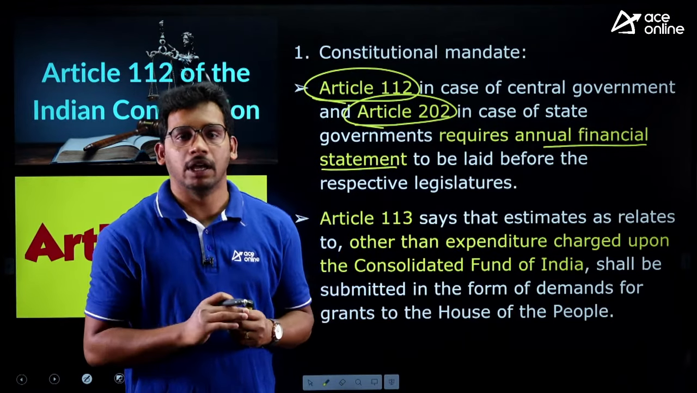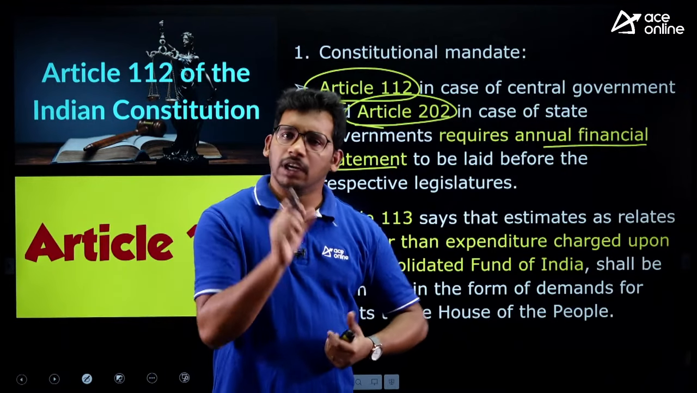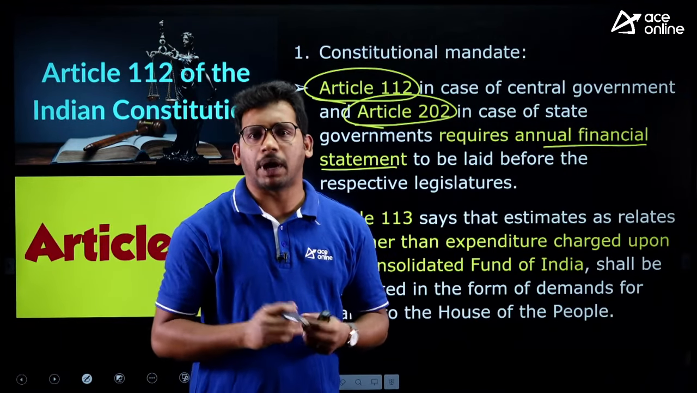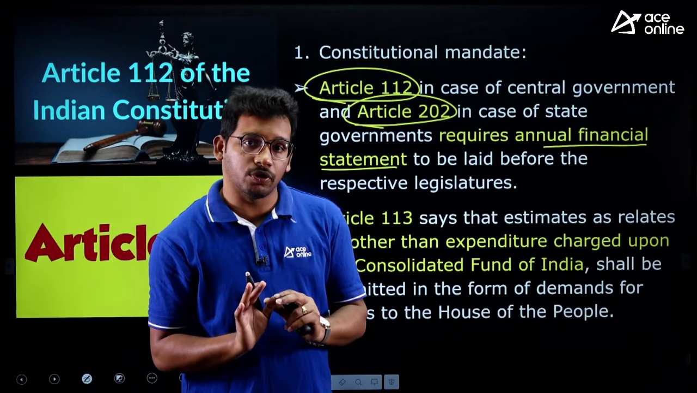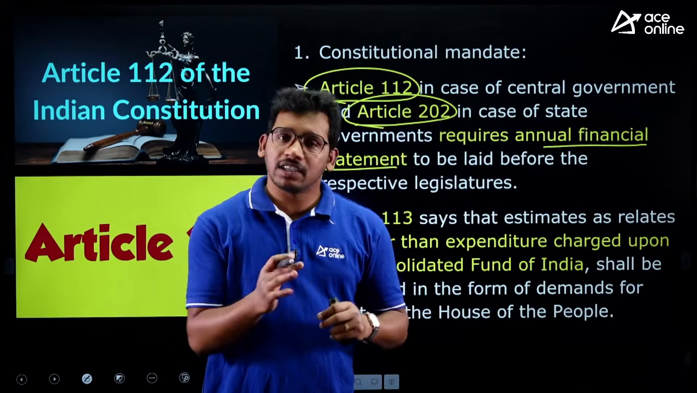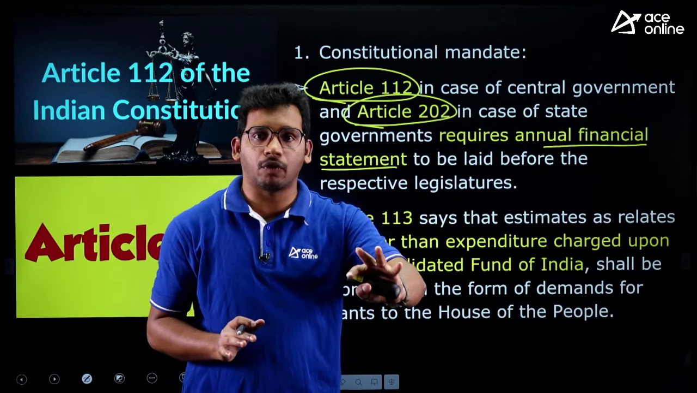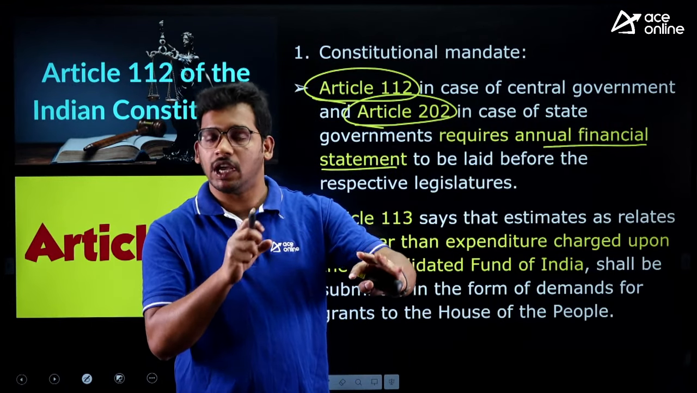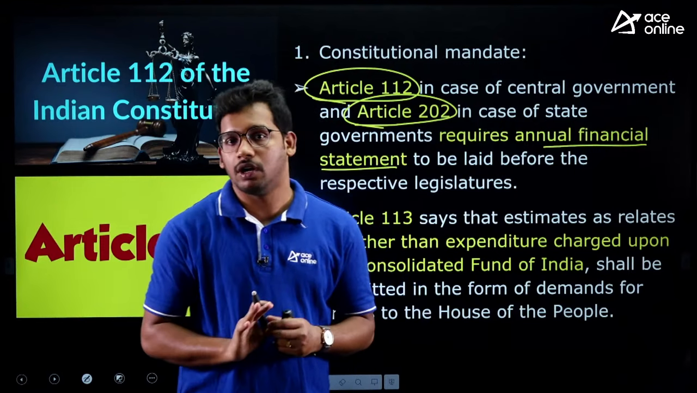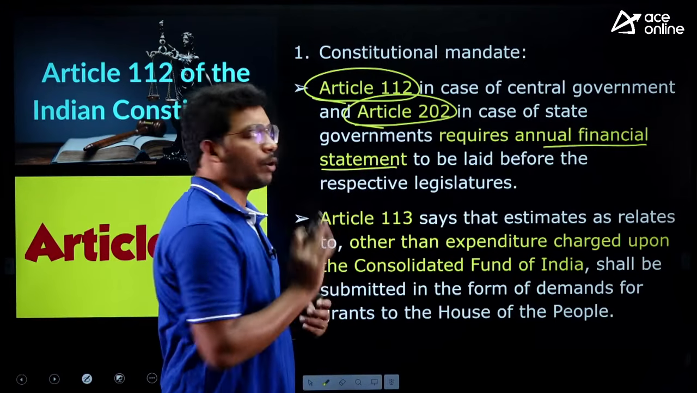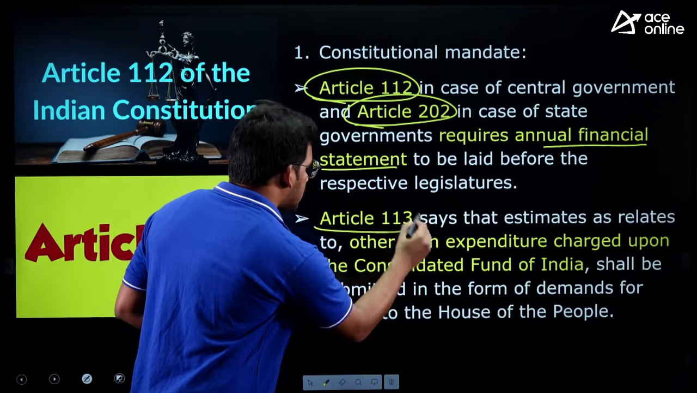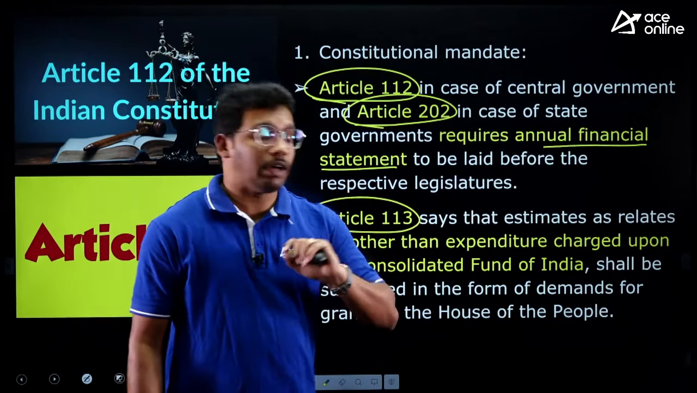before the parliament. So government is from a single party, isn't it? Or maybe 2-3 parties if there is a coalition government. But parliament includes the opposition. So here the rationale is this: government has to put forward the budget so that the opposition will also see it and then they will question if there is something wrong. That is the rationale behind Article 112. So that is one provision. And the second provision is Article 113.